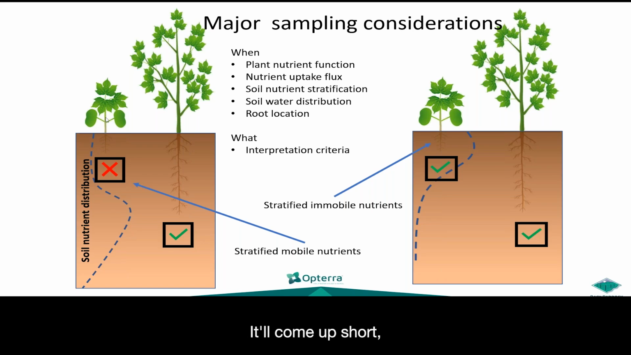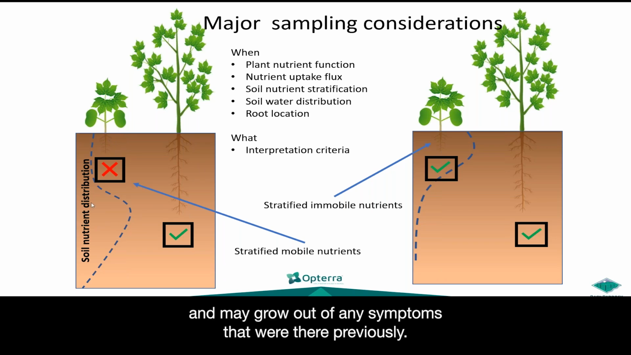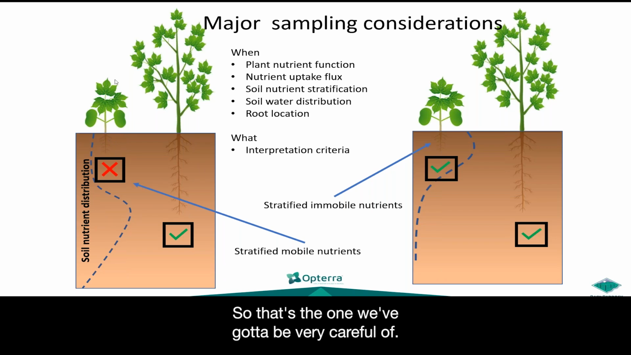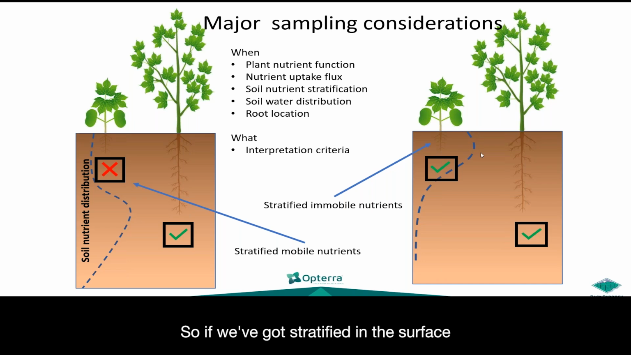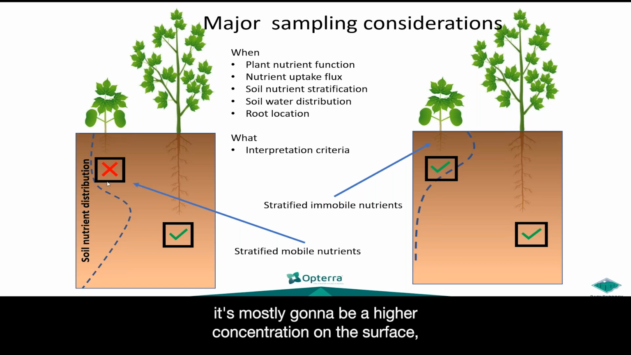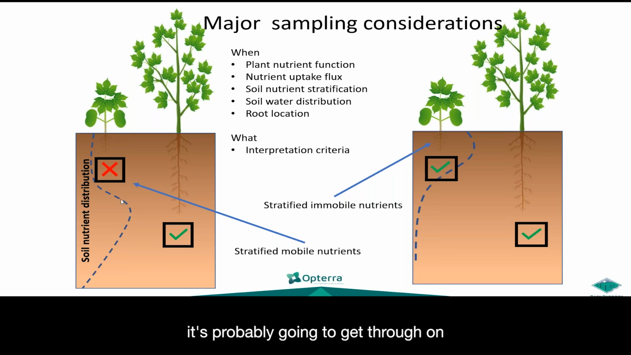It'll come up short, but there's a great degree of surety, if we've got moisture down the profile, that it will grow into that and may grow out of any symptoms that were there previously. So that's the one we've got to be very careful of. The other situations, generally we're okay. If we've got stratification in the surface and we're testing for phosphorus and zinc, that'll be okay. Phosphorus and zinc, if it's mostly going to be a higher concentration in the surface, it's probably going to get through on that situation as well.